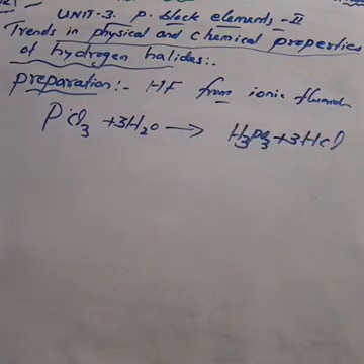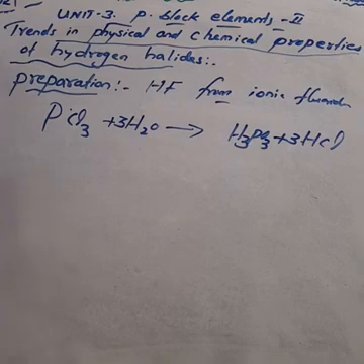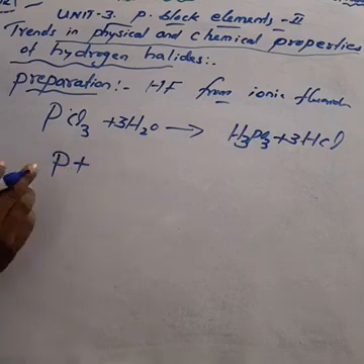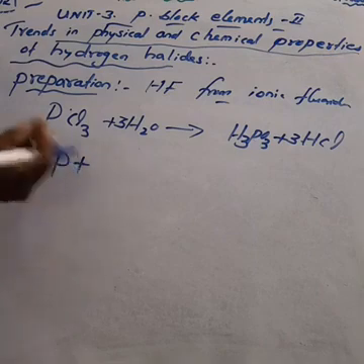Next, how can you prepare hydrogen bromide? It is obtained by adding bromine drop-wise to a paste of red phosphorus and water. Hydrogen iodide is conveniently produced by adding water drop-wise to a mixture of red phosphorus and iodine.